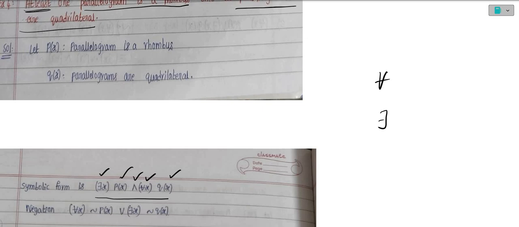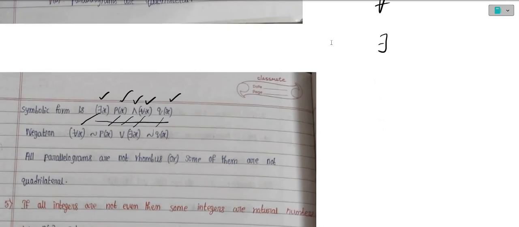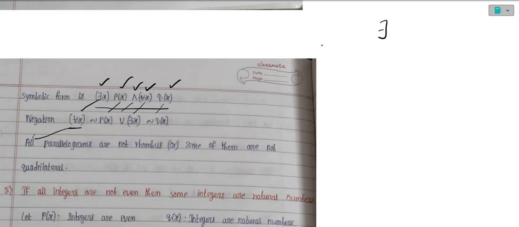Now I need the negation of this. There exist becomes for all X. P of X becomes negation of P of X. And becomes or. For all X becomes there exist X. Q of X becomes negation of Q of X. Now I am going to write this symbolic form as a statement. Here for all is there. That's why I am writing all. Here negation of P of X is there. That's why I am adding not. So this term indicates all parallelograms are not rhombus. This is the symbol for or. There exist is there. That's why I am writing some of them. Negation is there. That's why I am adding not. Some of them are not quadrilateral. After framing this sentence, once you read, if there are any changes, you can make them.